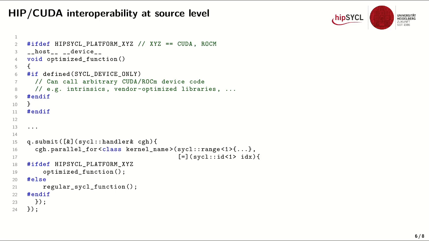Then you can use the SYCL_DEVICE_ONLY macro to check if you're actually in the device compilation path, and if you are, then you can use any arbitrary CUDA or HIP device code, intrinsics, vendor optimized libraries, and so on and so forth. Then inside your regular SYCL kernel, you would again just check if you're compiling for your optimized platform. If you are, you call your optimized function. Otherwise, you call some regular SYCL implementation for portability.